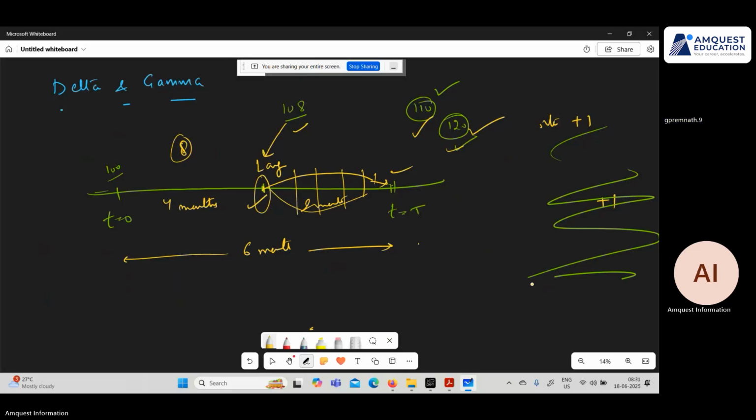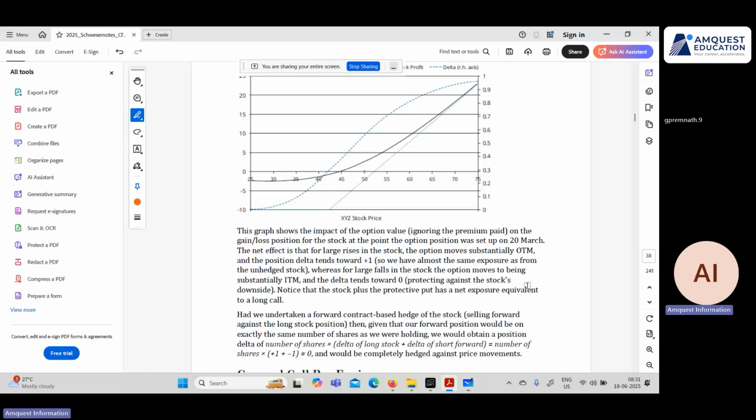Makes sense, right? So this is what they talk about in the last paragraph. When you read, you will understand. So they say that overall, the delta of the long stock plus the delta of the short position, since we are offsetting completely, the overall delta would be 0. So that's how we have hedged our price movements. The overall delta will be zero.